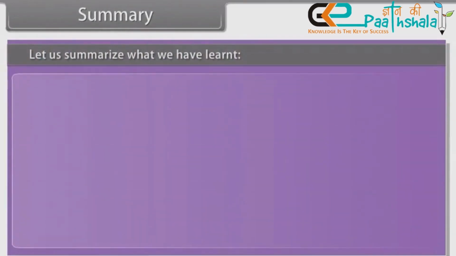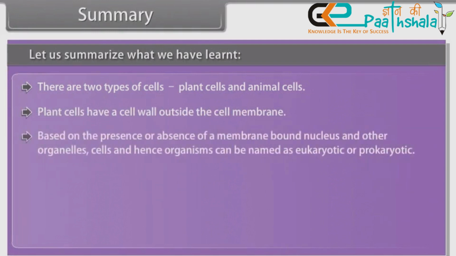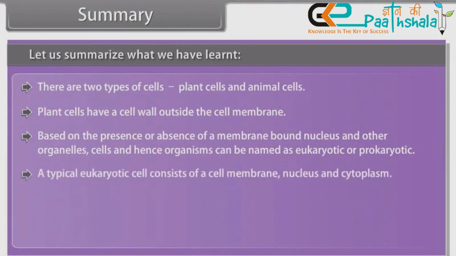Let us summarize what we have learned. There are two types of cells, plant cells and animal cells. Plant cells have a cell wall outside the cell membrane. Based on the presence or absence of a membrane-bound nucleus and other organelles, cells and hence organisms can be named as eukaryotic or prokaryotic. A typical eukaryotic cell consists of a cell membrane, nucleus and cytoplasm.